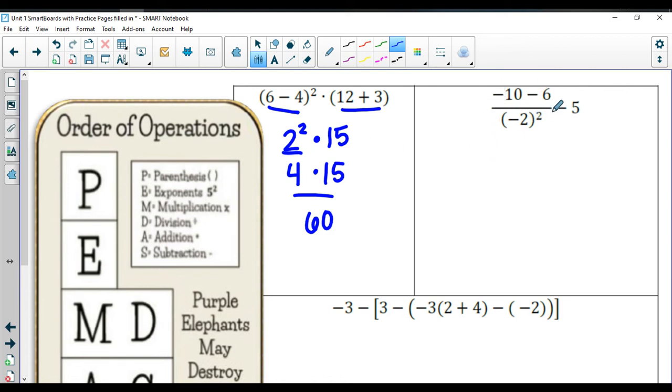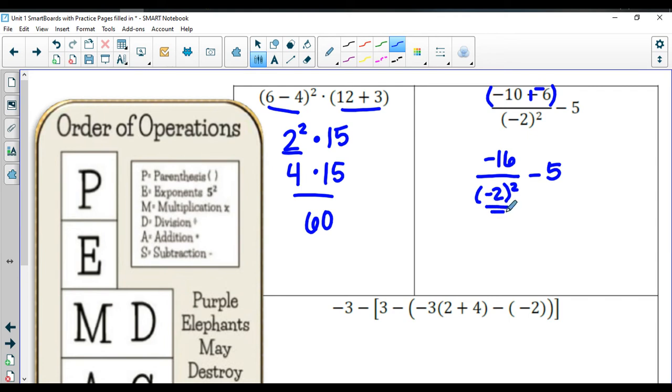In the next example, oh my, there's a lot going on here. I have a division problem, minus 5. So I have to clean up this division problem first. So I'm going to have the top in parentheses, the bottom is exponents. So let's do the top first because it's parentheses. Negative 10 minus 6. Oh my goodness, subtracting integers. So first number stays, add the opposite. So on the top, we have a negative 16 over negative 2 in parentheses squared minus 5.